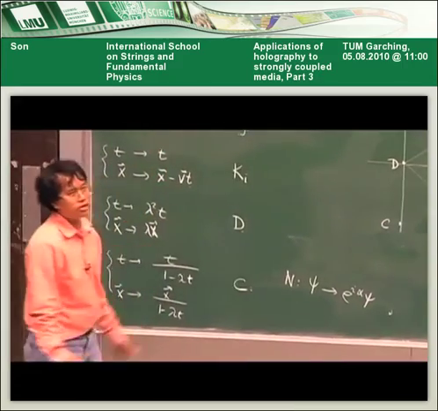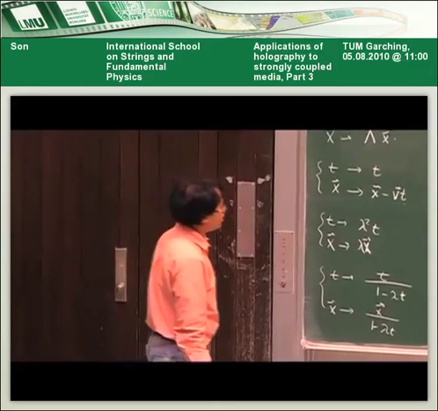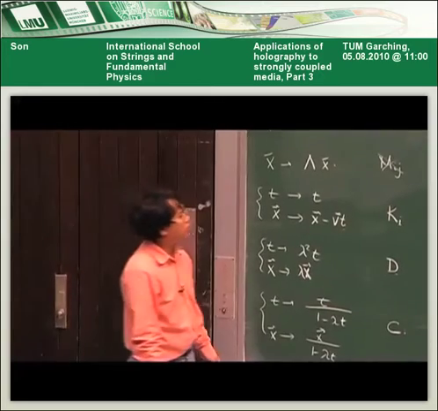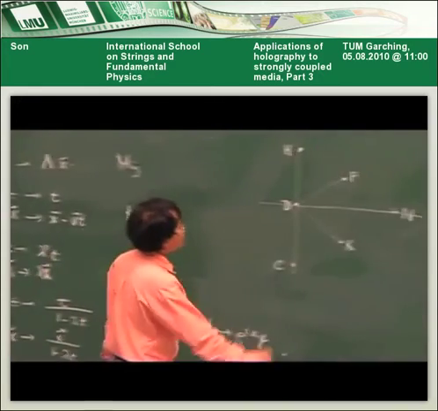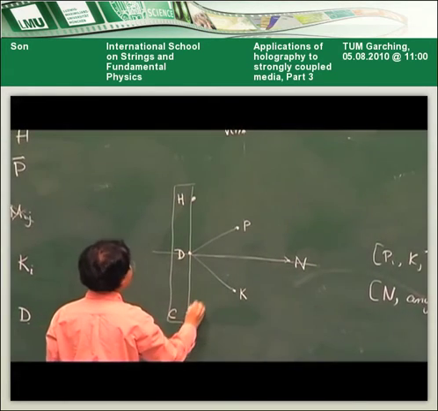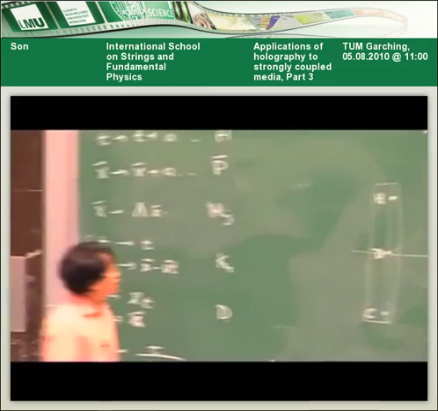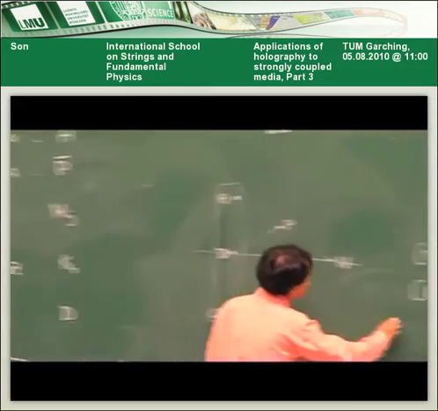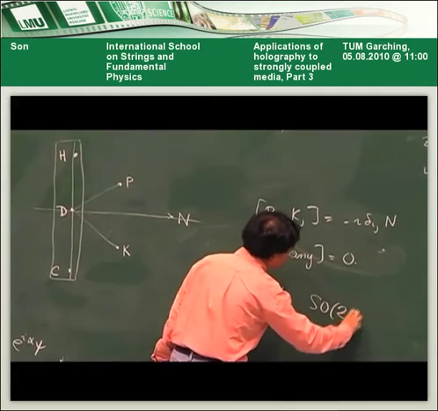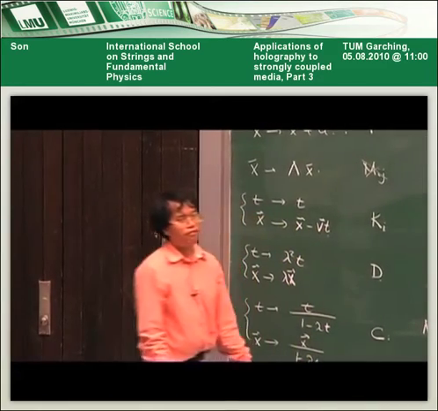Sometimes this algebra is called the Schrödinger algebra. I think it is because it is a symmetry of the free Schrödinger equation. And another property of this algebra is that C, D, and H form a closed subalgebra. And you can check that C, D, and H form SO(2,1), a subalgebra of the Schrödinger algebra. Okay.